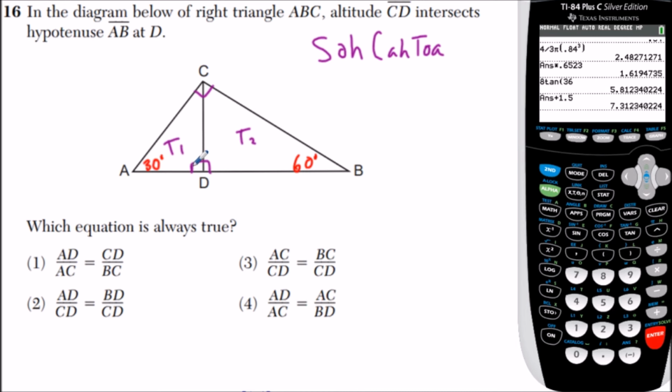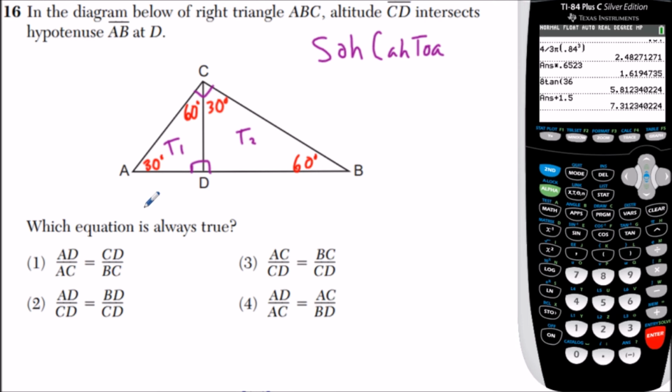So in triangle 1, the original triangle was 30, 60, 90. So in triangle 1, I also need 30, 60, 90. So if I have 90 here and 30 here, this would have to be 60. And then in triangle 2, I also need 30, 60, 90. So that missing angle would have to be 30. So then let's say I go choice by choice. AD and AC are side lengths in triangle 1.